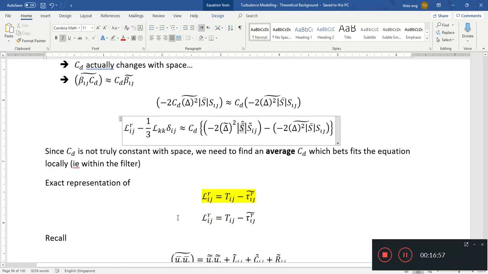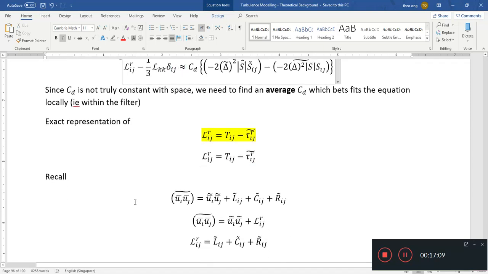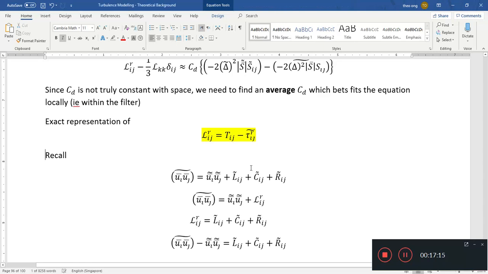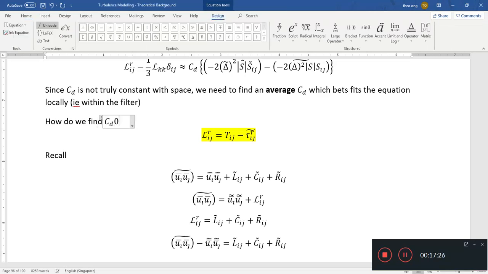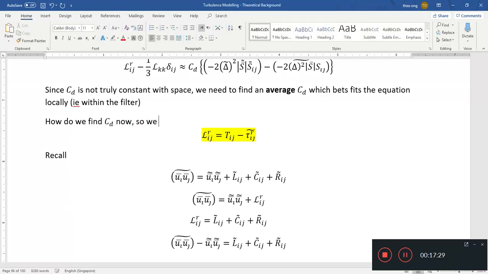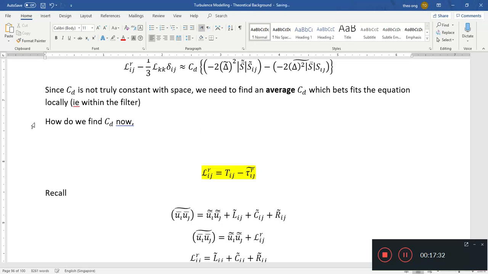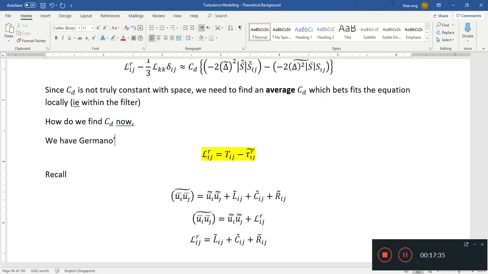Then the only thing is, how do we calculate the exact value of this Lij, or the deviatoric part? How do we do that? We need to take a look at our original Germano identity. So this is Germano's identity here. So how do we find CD now? We have Germano's identity over here.